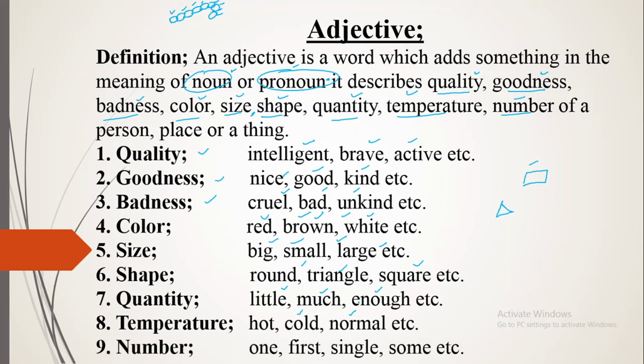Next, the last one is known as number. I say I have a friend, but I have one friend. He took first position. He has a single bat, and I have some problems. So this is how they are describing the number. So those adjectives which add something in the meaning of noun and pronoun, and describe quality, goodness, badness, color, size, shape, quantity, temperature, and number of a noun and pronoun, are known as adjectives. So we have already discussed the definition.